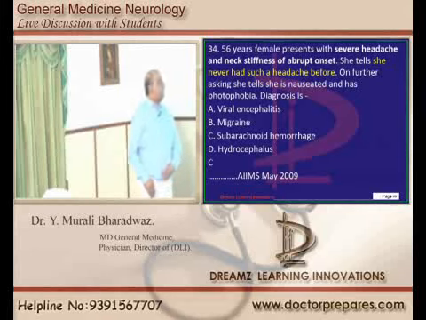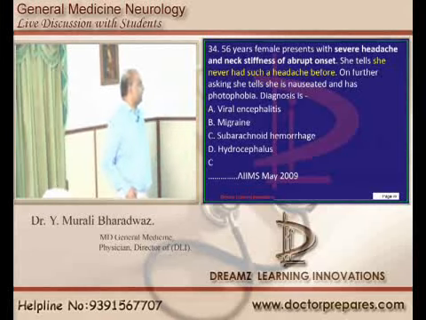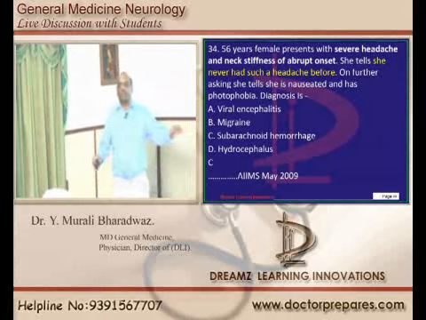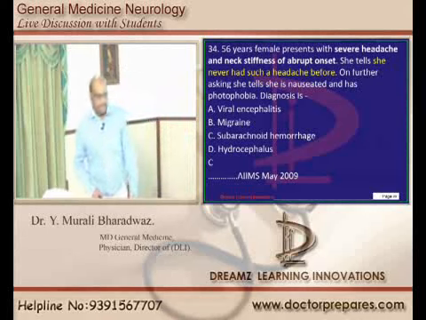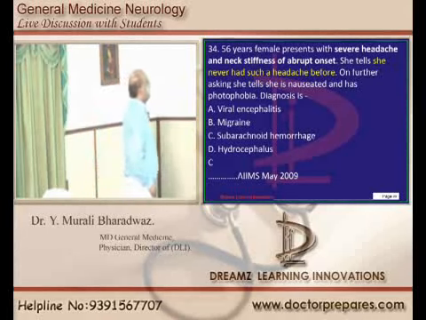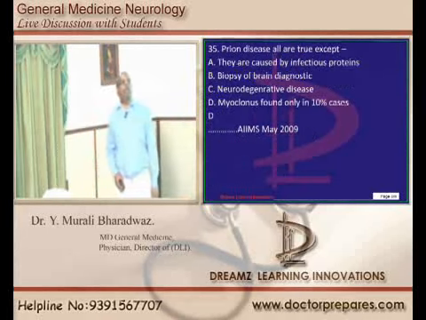Now a 56-year-old female with severe headache, once more, AIIMS May 2009. Neck stiffness of abrupt onset, she never had this kind of a pain before. Immediately what is your answer? Subarachnoid hemorrhage.